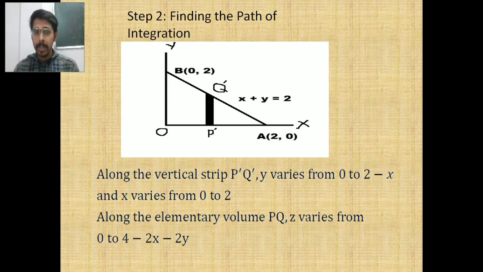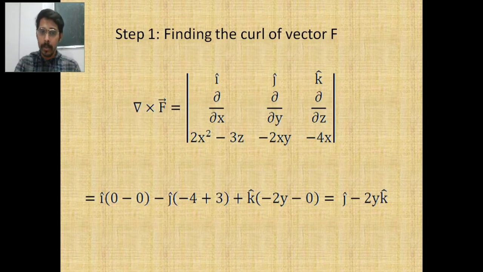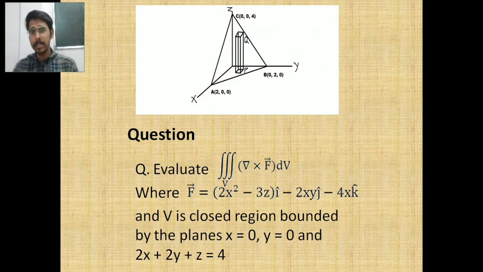So what will be the limit of z? For that we need to go back to the previous diagram that we started with. You can see this particular strip over here, this is pq, and from here to here we need to talk about. Here we can get the equation: 2x plus 2y plus z equals 4. From here we can take z on one side and put everything on the other side. So z will be equal to 4 minus 2x minus 2y, and that will be the top limit.